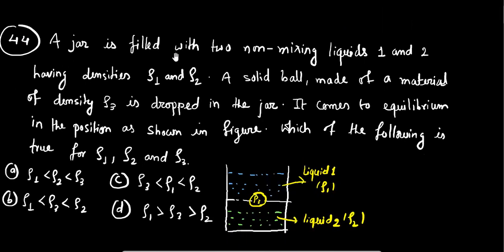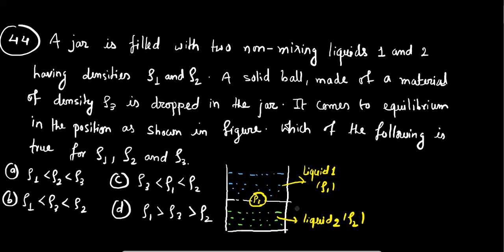A jar is filled with two non-mixing liquids 1 and 2, having densities rho 1 and rho 2. A solid ball made of a material of density rho 3 is dropped in the jar. It comes to equilibrium in the position as shown in the figure. Which of the following is true for rho 1, rho 2 and rho 3? So let us discuss this question first.